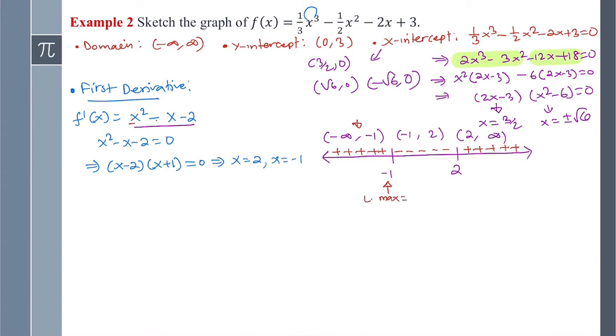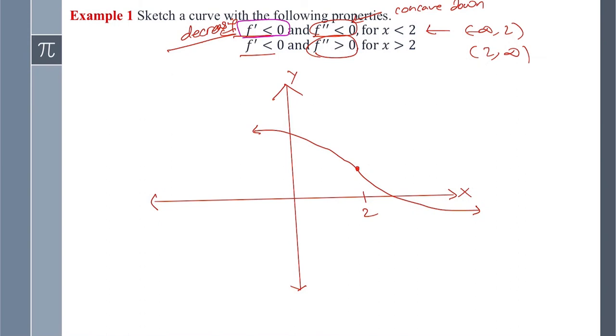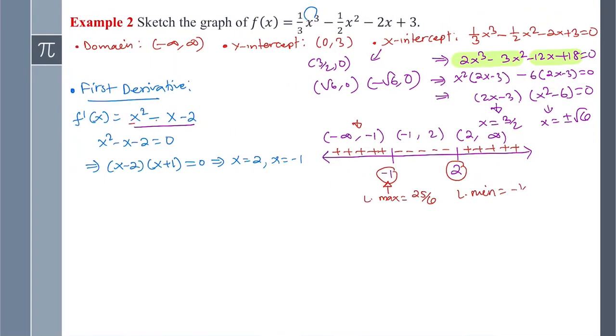We can find the local max by putting this negative 1 into our original function. If we take that negative 1 and put it into our original function, we are going to get 25 over 6. Similarly, we have a local min here at 2. If you take 2 and put it into your original function, we get negative 1/3. Sorry, so negative 1/3. And in decimal, 25/6 is approximately 4.167. This is approximately negative 0.33 repeated.